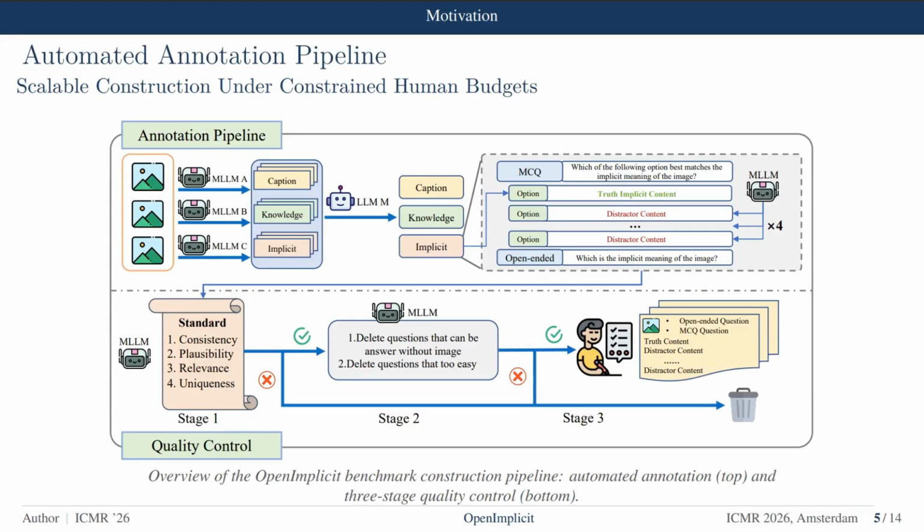Constructing such a benchmark at scale presents significant challenges, especially under limited human annotation budgets. To solve this, we develop an automated MLLM-driven annotation pipeline. The pipeline works in 3 steps. First, we use a teacher MLLM to extract latent semantic attributes from each image, generating 3 ground truth descriptors. Second, we generate 4 distractor options subject to strict constraints: consistency in length and style, plausibility without visual context, relevance to the image, and semantic uniqueness from the correct answer. Third, we augment each image with a subjective open-ended question requiring generative reasoning about the implicit meaning.